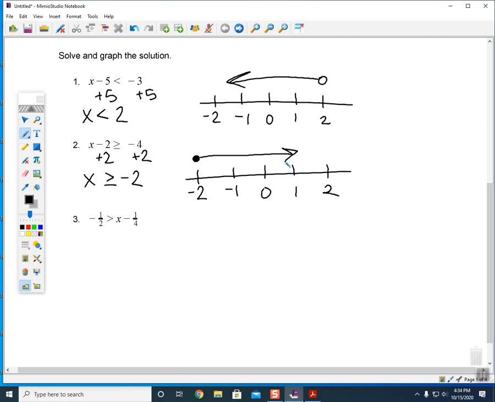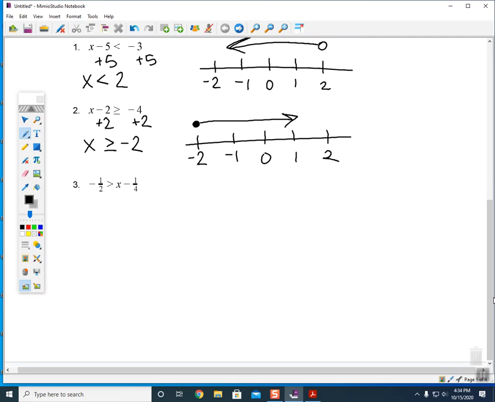This should feel pretty simple. You should feel pretty good about this. The last one here is a little bit trickier. I have negative 1/2 is greater than x minus 1/4. Well, the first thing I want to think about is a common denominator. I see fractions, I know I'm going to have to do something with them. I want to find a common denominator.